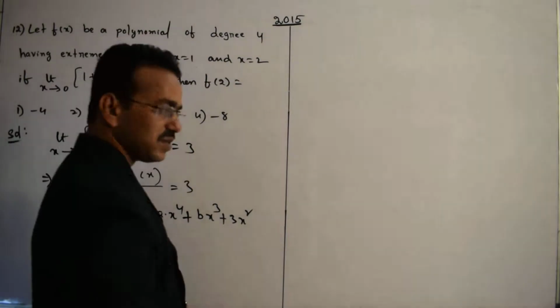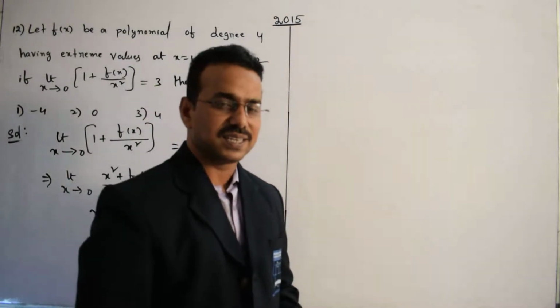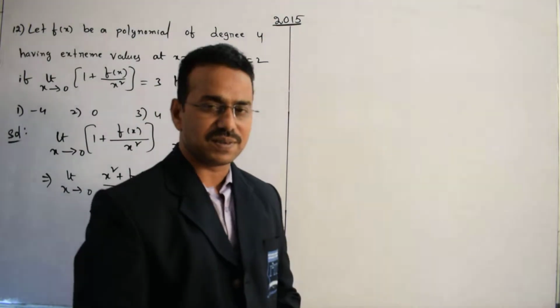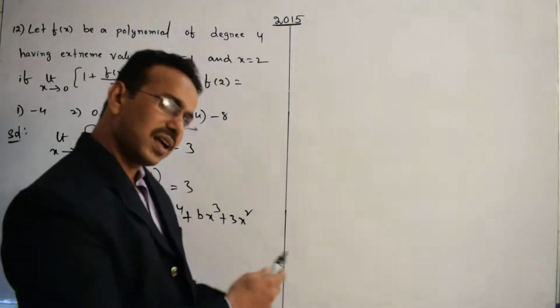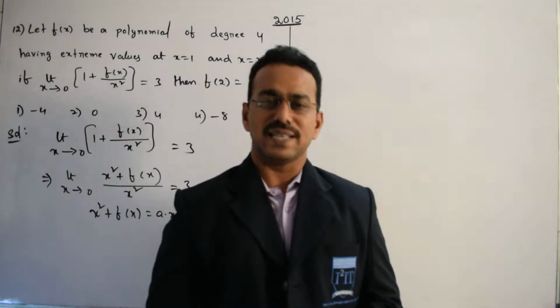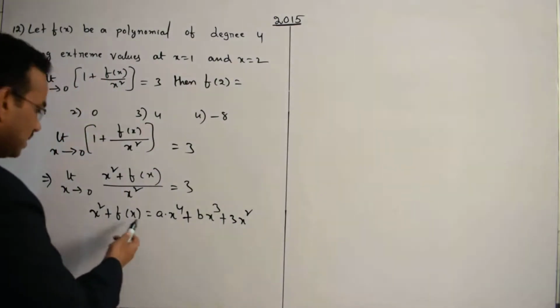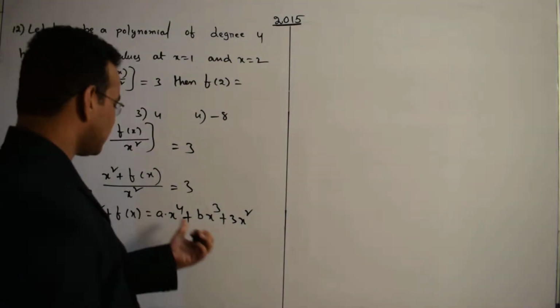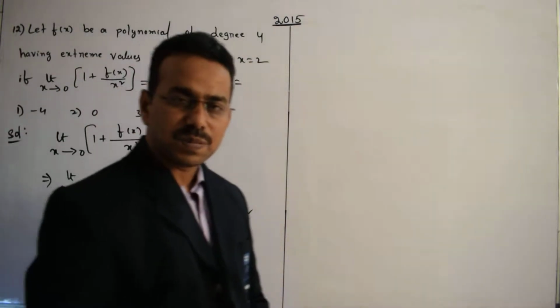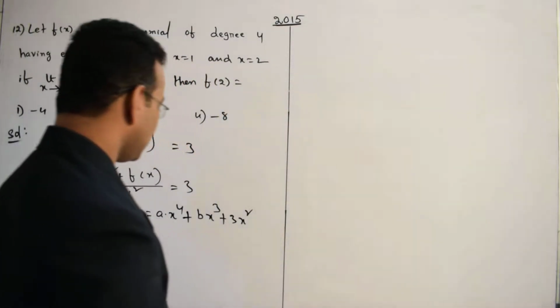Then in this case we are getting 3 only. See, this is common sense. Sometimes you have to guess functions like this. If you take another one you will also get it, but it will be a bit lengthy. So we will take x² + f(x) as ax⁴ + bx³ + 3x².